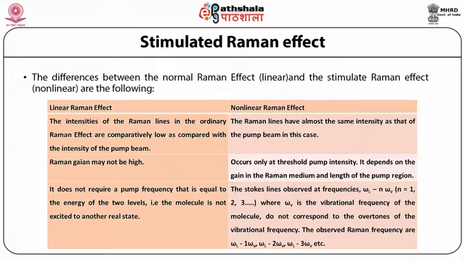While in the case of the nonlinear Raman effect, the Stokes lines are observed at frequencies omega L minus n omega nu, where n can take the values 1, 2, 3, etc., and omega nu is the vibrational frequency of the molecule; these do not correspond to the overtones of the vibrational frequency. The observed Raman frequencies are omega L minus 1 omega nu, omega L minus twice omega nu, omega L minus thrice omega nu, etc.